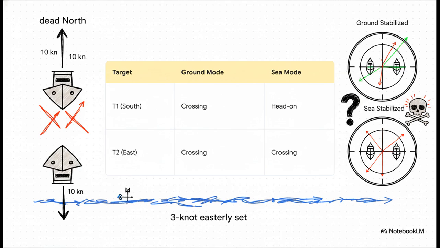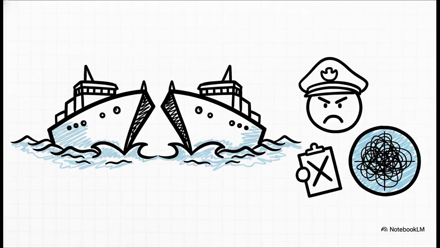Suddenly, your display shows that target ship sliding diagonally away from you. It literally tricks you into thinking you're in a perfectly safe crossing situation. If you actually maneuver based on this ground-stabilized data, you could steer your ship directly into a massive head-on collision. So the crucial point is this.